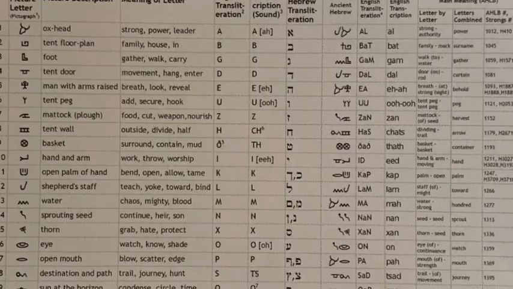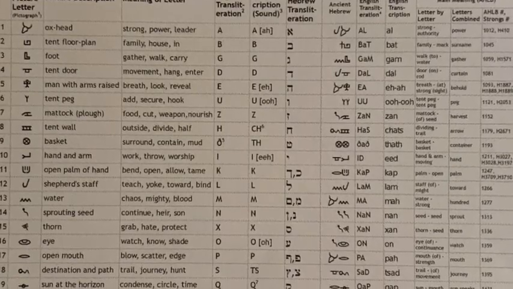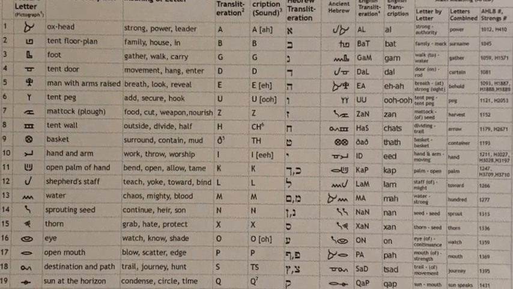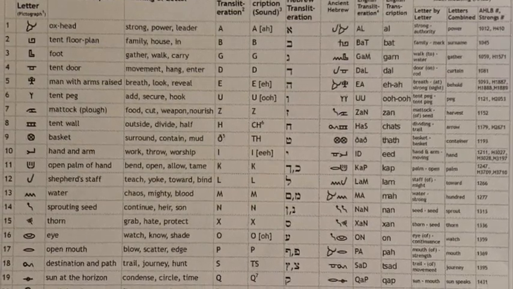Yod, we get the outstretched arm, right? The work of the hand, the outstretched arm, work through worship. Next for Yom, we get the eye, right? To watch, to know. It can mean shade. And with Mem, we get water, chaos, mighty, blood. So we might get something like: to remember the work of God's hands, delivering them from the water, the mighty, the bloodletting that they watched, and now they might know.